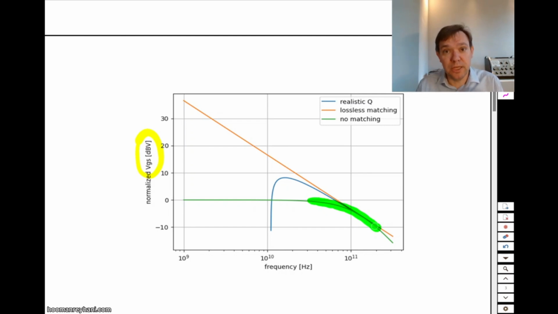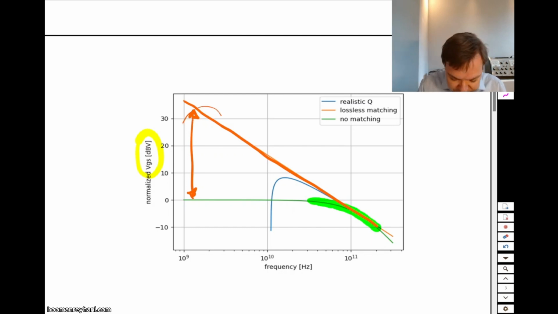If you do perfect, lossless, complex conjugate matching, you would have huge benefits. Here, I'm assuming I don't have a problem with stability, right? Because complex conjugate matching, you can only do that if you're not limited by stability. And then, of course, if you could make ideal transformers and if you have the area to implement them, then at 1 or 10 gigahertz, you would have huge gain benefits in voltage gain.